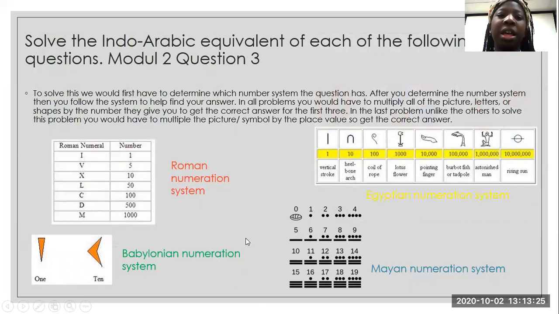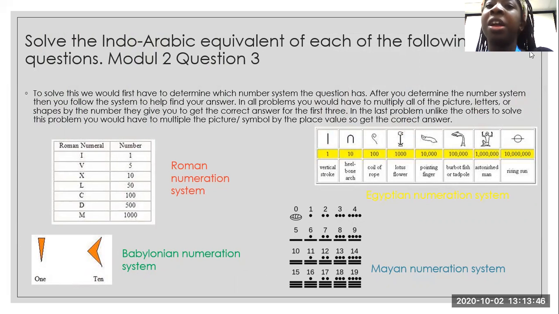Our next one is different number systems. Now, we already know that we have our own number system, which is 1 through 10, and we know how to use it. But it'll be a shock to some people that our number system wasn't always here.